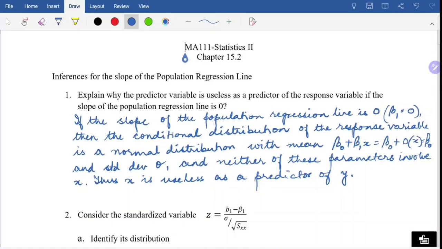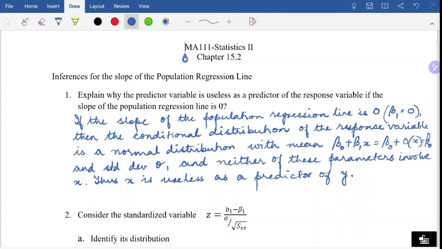Hello everyone, we are on the second worksheet of chapter 15, which is on inferences of regression, population regression lines. And this particular section is on the inferences for the slope of the population regression line. All right. Now the first question says, explain why the predictor variable is useless as a predictor of the response variable if the slope of the population regression line is 0.